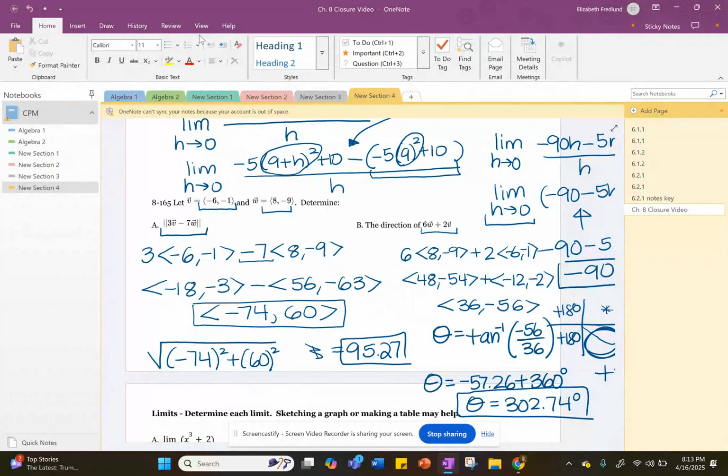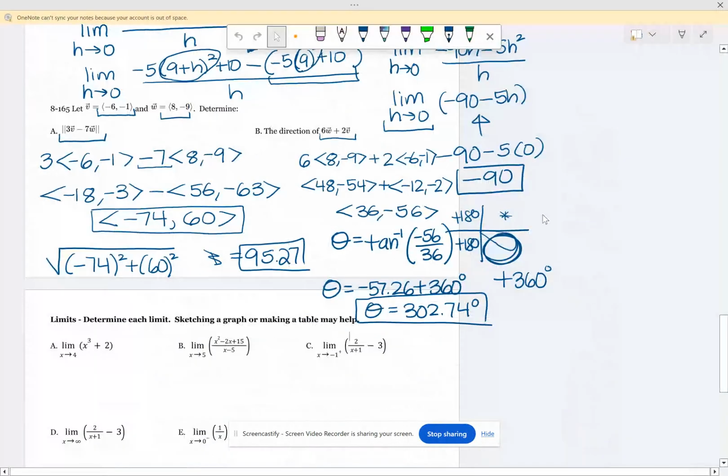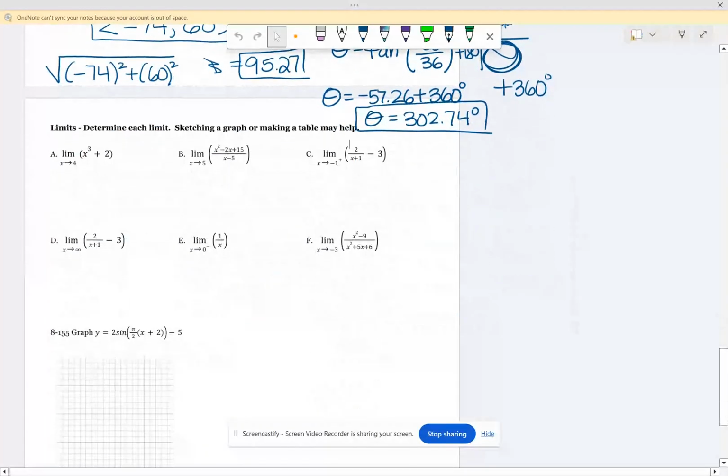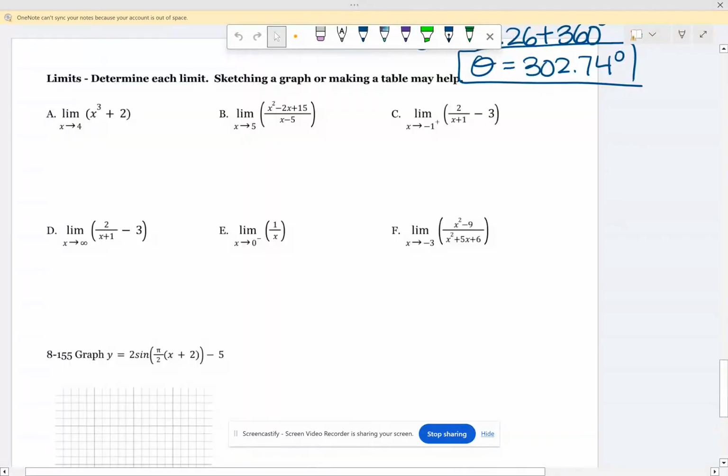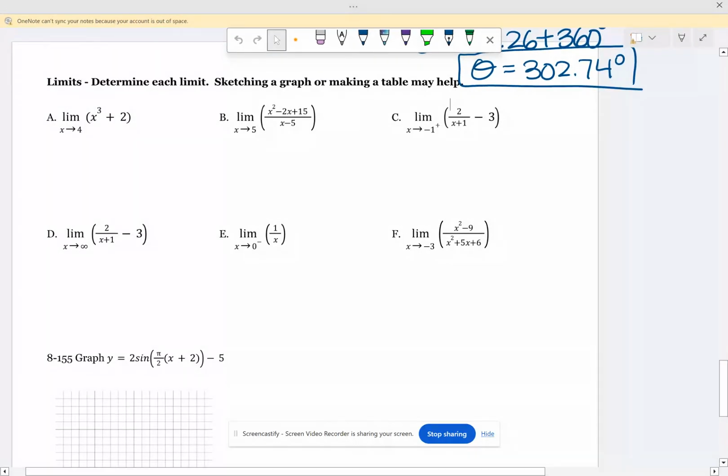All right, we just need to finish up this closure packet. So I'm on the very last page here, and the directions say determine each limit. Sketching a graph or making a table may help. In some cases, it'll help. In some cases, it'll be unnecessary to do that. So let's take a look.